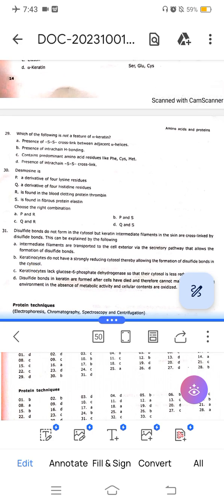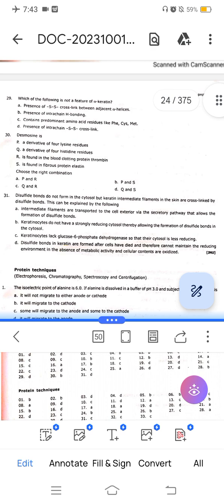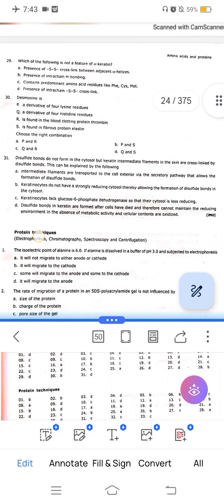Then disulfide bonds do not form in the cytosol, but keratin intermediate filaments in the skin are cross-linked by disulfide bonds. It can be explained by the following. 31 D. Disulfide bonds in keratin are formed after cells have died and therefore cannot maintain the reducing environment in the absence of metabolic activity, and cellular contents are oxidized.